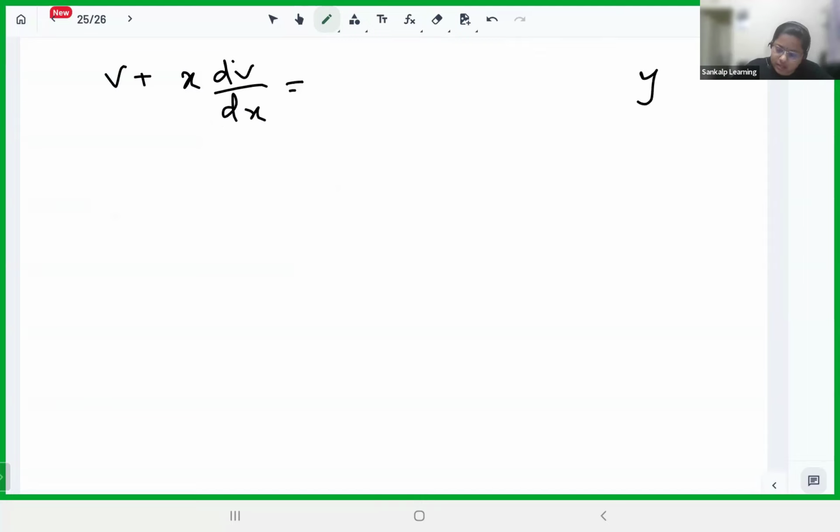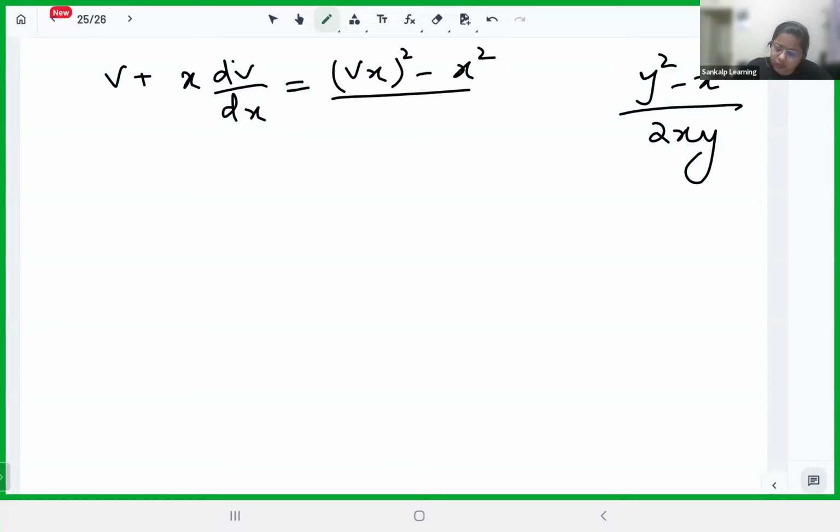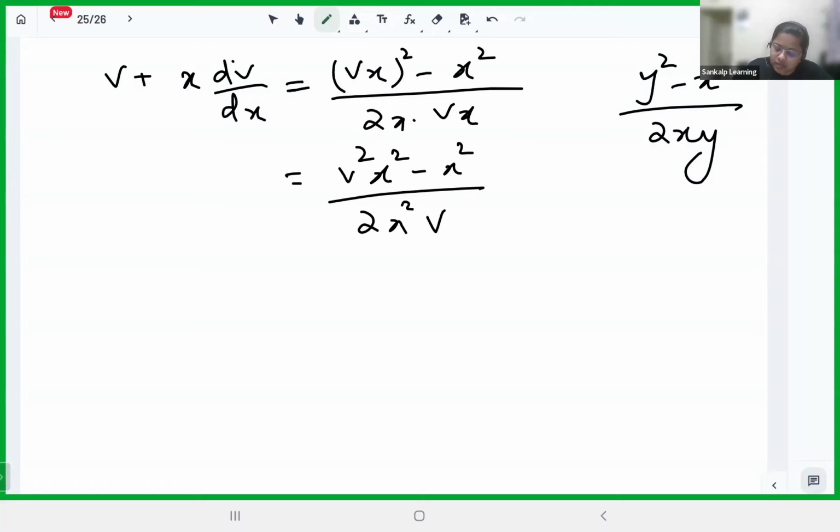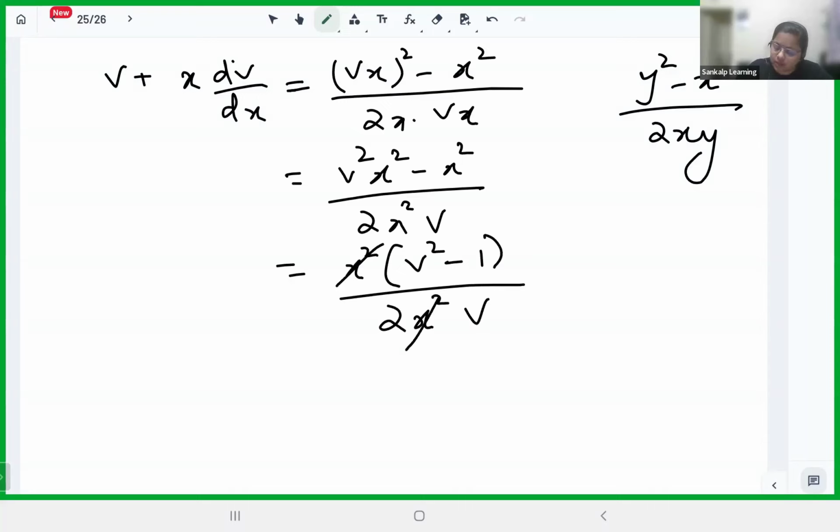Y square minus x square by 2 into x into y. So in place of y you put vx the whole square minus x square divided by 2x into vx, right? So this is v square x square minus x square by 2x square into v. So here you can take x square outside, x square into v square minus 1 by 2x square into v, right? X square and x square get cancelled. So this is equal to v square minus 1 by 2v.